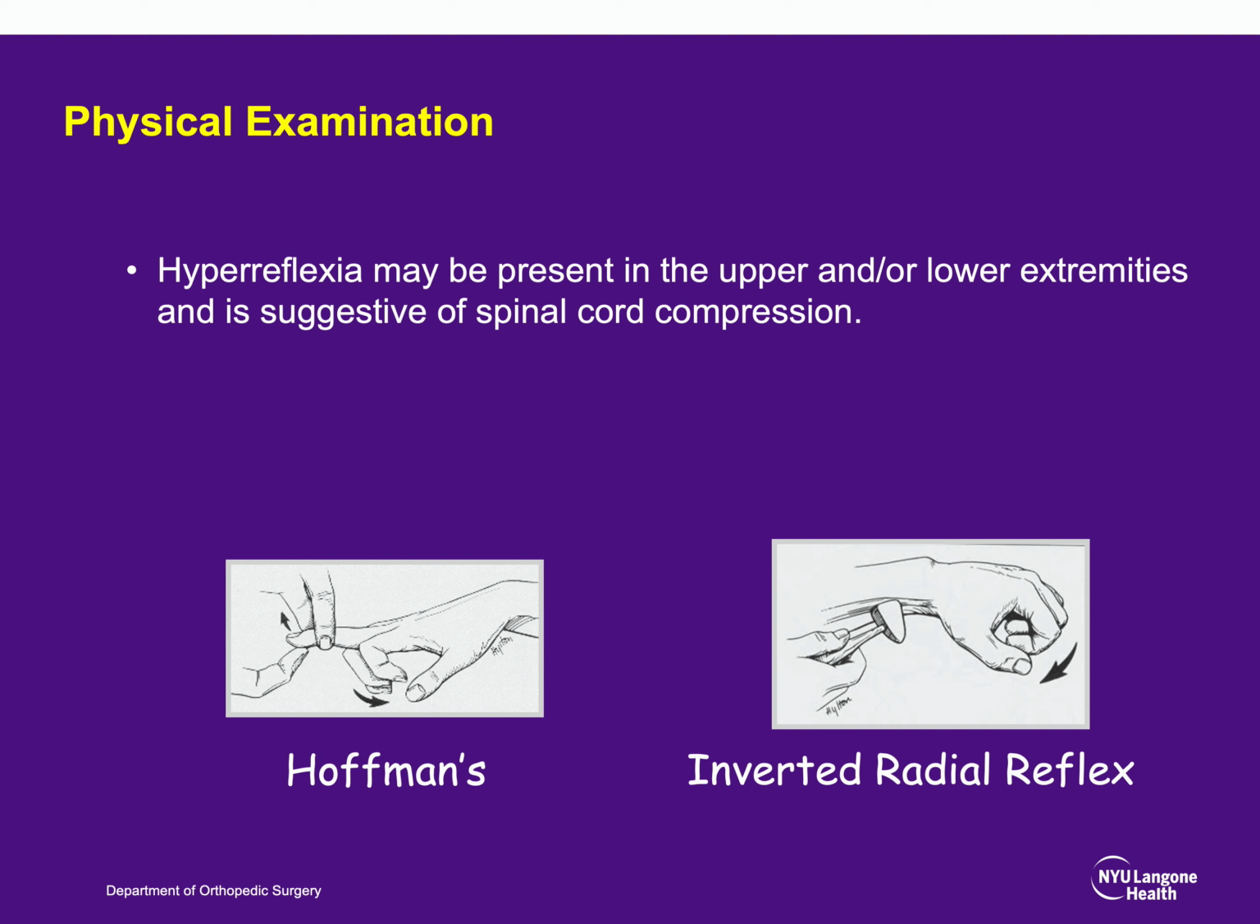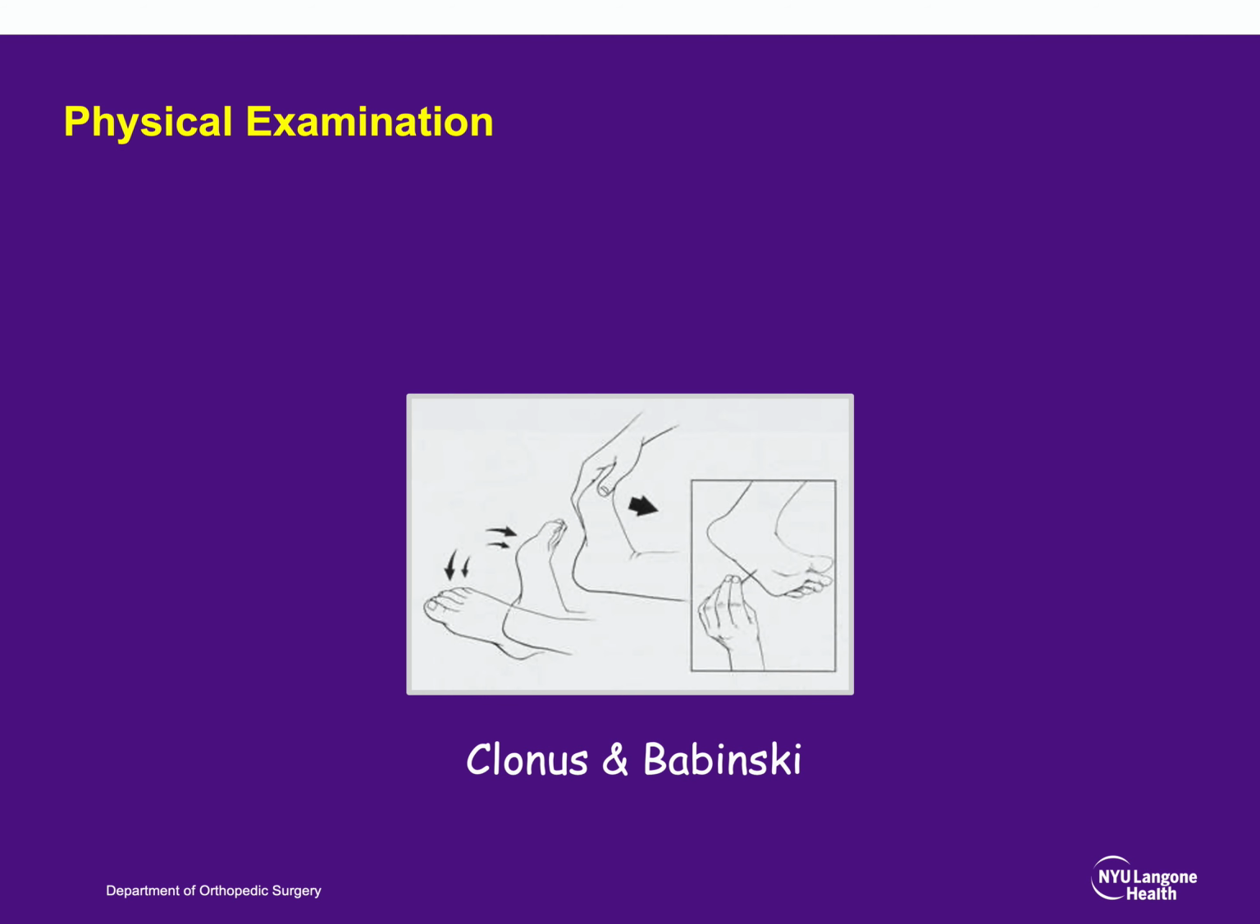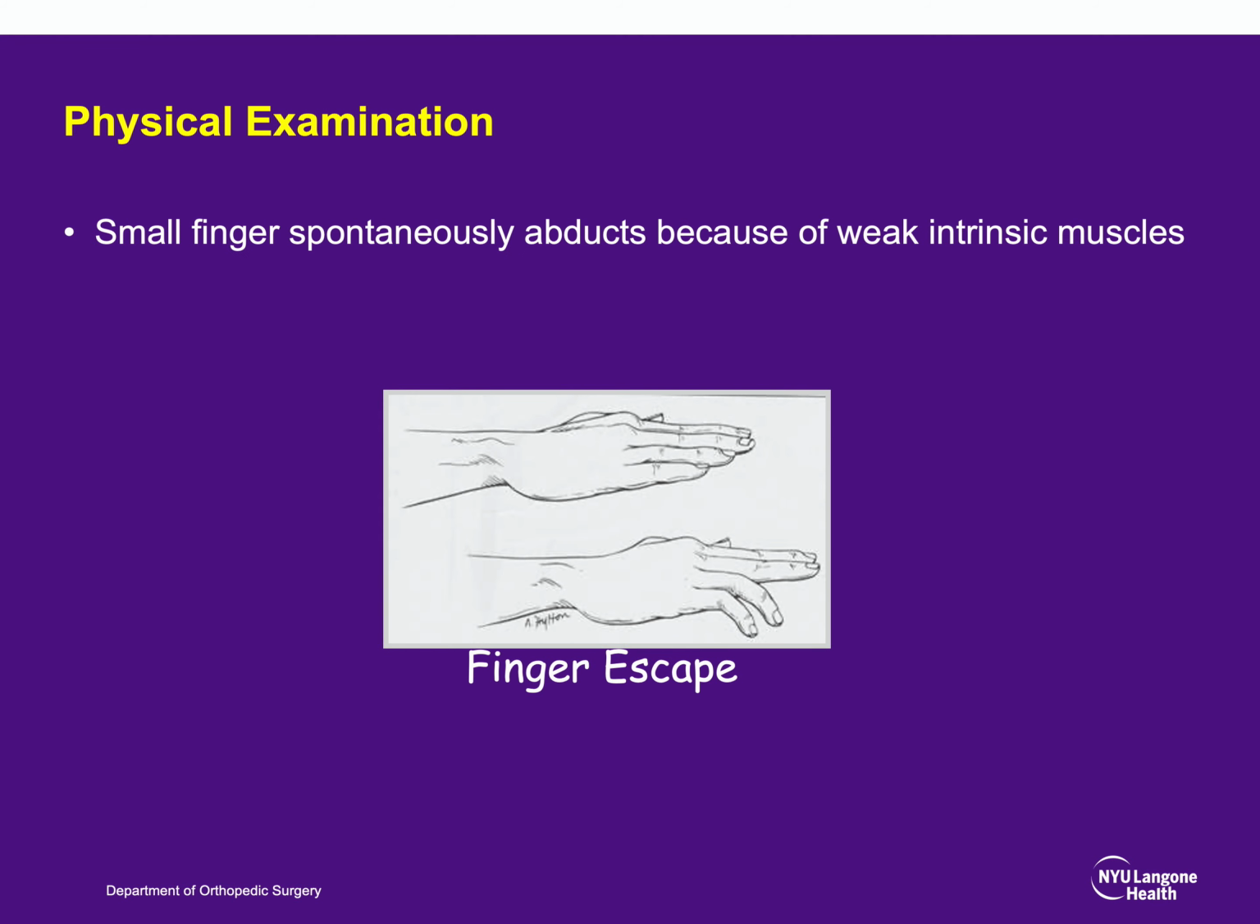Inverted radial reflex may also be present. Clonus and Babinski's also suggest the presence of upper motor neuron symptoms, and the finger escape sign is sometimes asked.